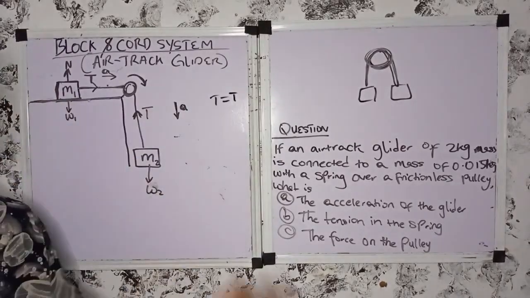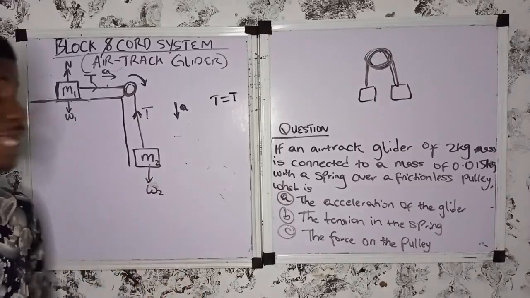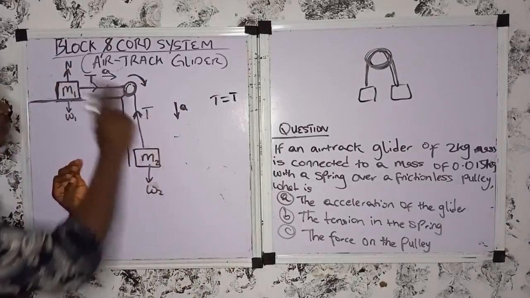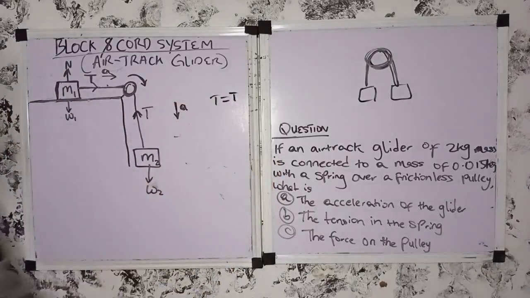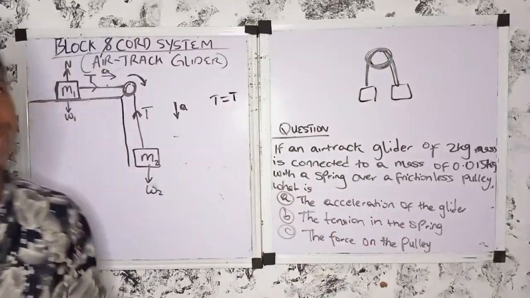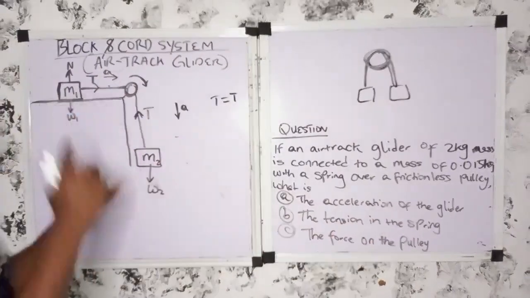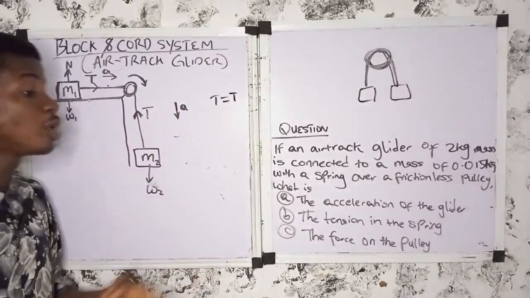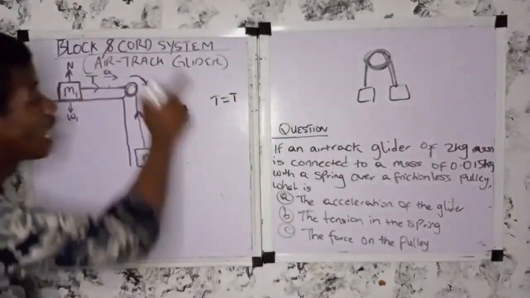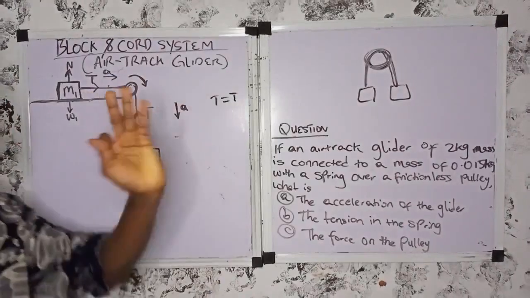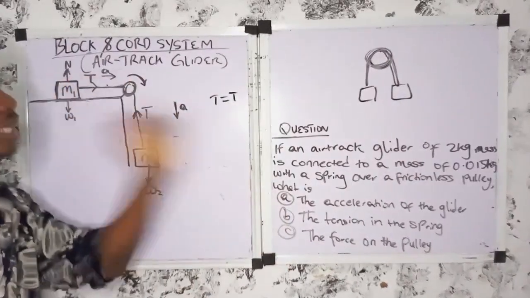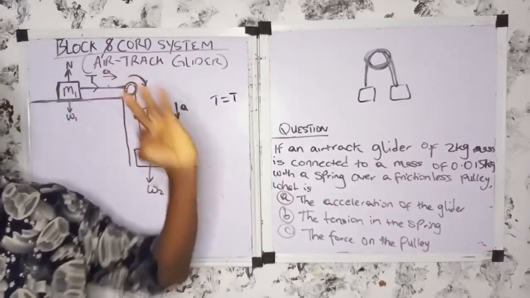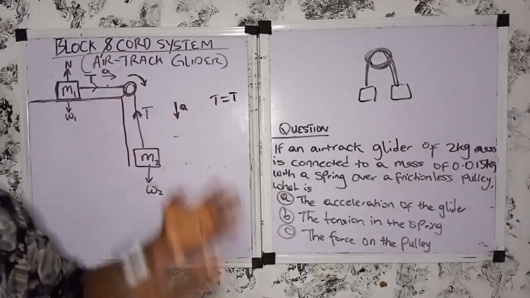Now, in questions, either from the air track glider or block and cord system, they will ask you to calculate the common acceleration of these two masses. Look at the question on the board. They will ask for the common acceleration of the glider. They can also ask you to calculate the tension, which is the same for both. They can also ask for the total force acting on the entire system. So that is where you expect questions from.